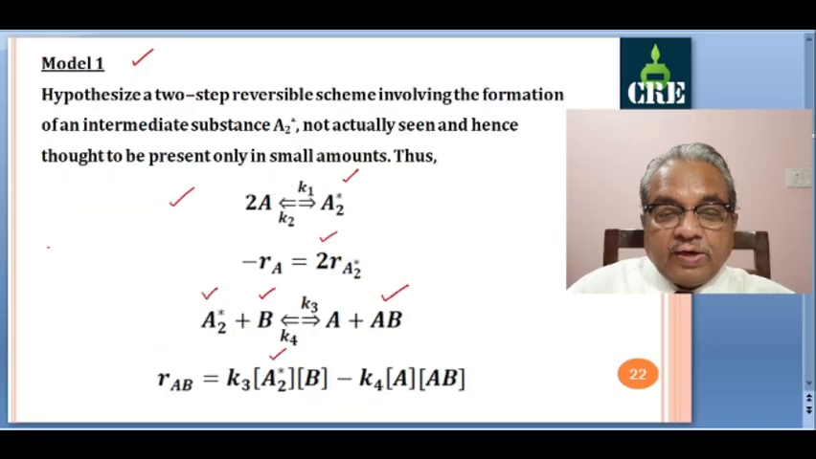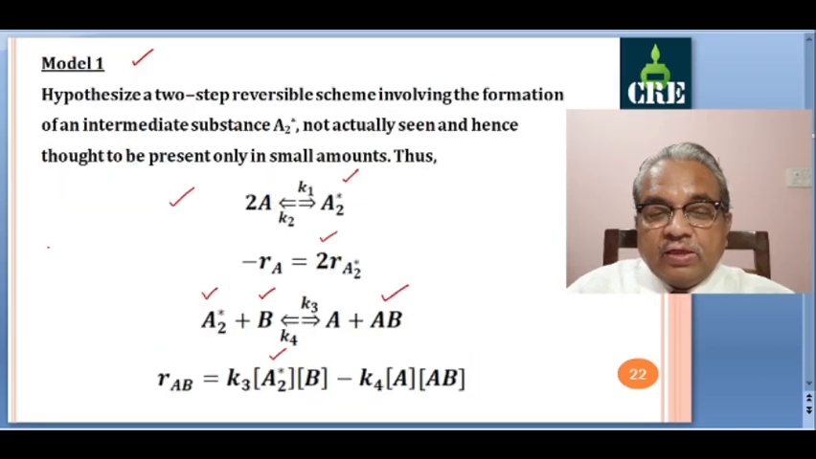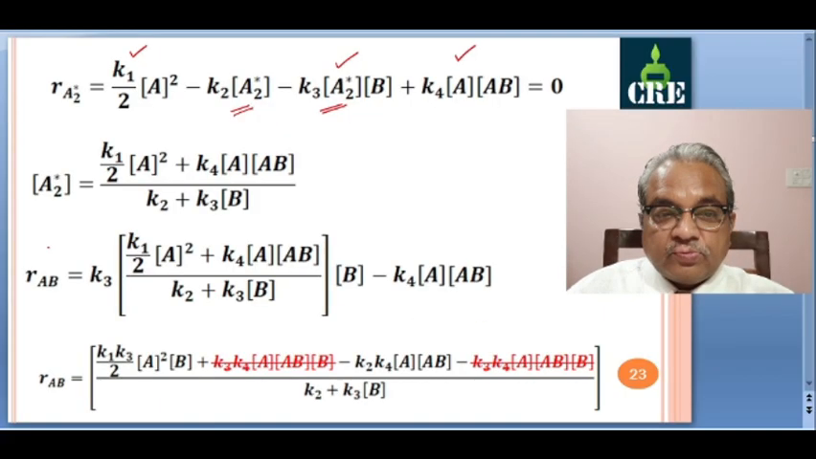Now I want to write rate of formation of AB. What is that? K3 into A2 star B minus K4 A into AB. All are concentration terms. So this A2 star I want to eliminate in terms of known quantities. So K3 into A2 star is replaced by this complete term into concentration of B minus K4 into concentration of A and concentration of B. Now you can see on the right hand side all these concentration terms, concentration of A, concentration of B, concentration of AB, are measurable quantities.